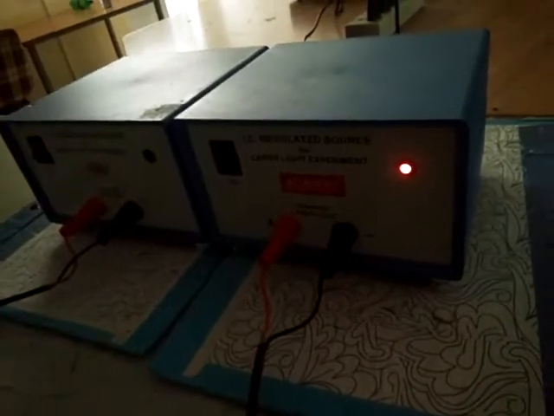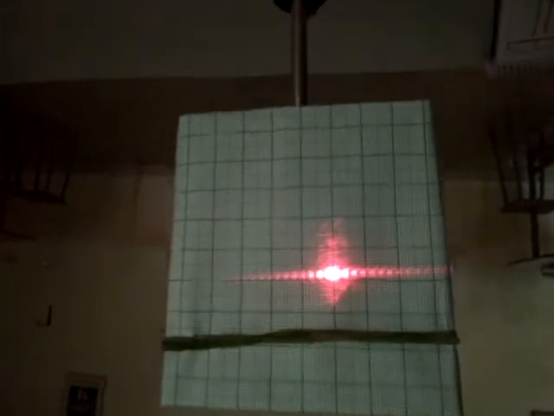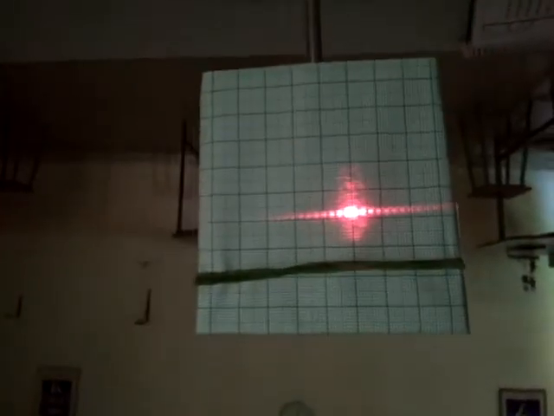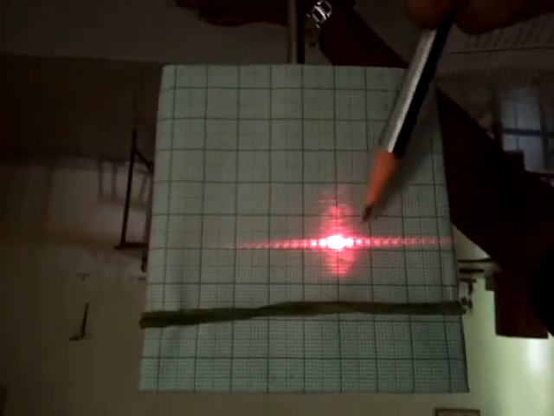Switch on this DC regulated power supply, and now the laser beam is striking this single slit normally, and this laser beam will start to diffract, and this diffraction pattern can be observed on the screen. This is a graph paper. Here in this diffraction pattern we can observe the diffraction fringes of different orders.